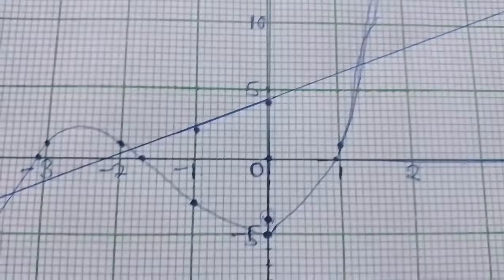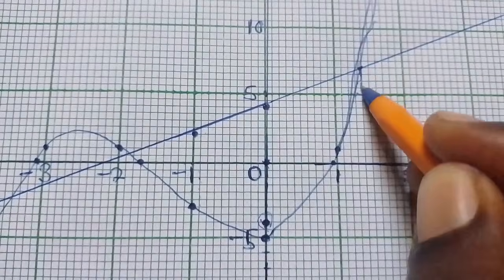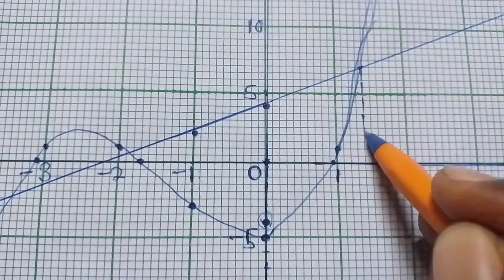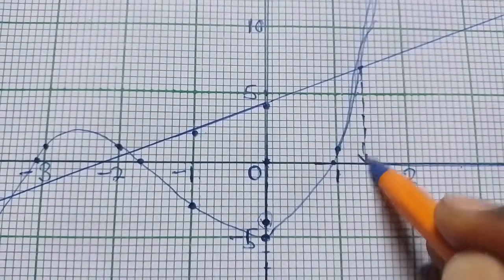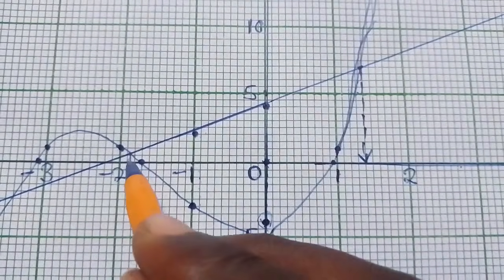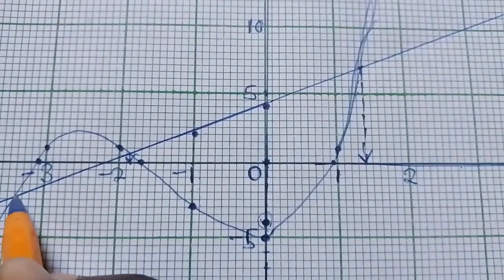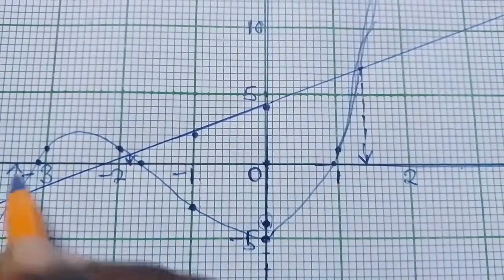So it is cutting the curve here. You come straight here and find your answers. This is where you're going to get your answers. It is also cutting the curve there. You move straight like this. This is where you're going to get your answers.